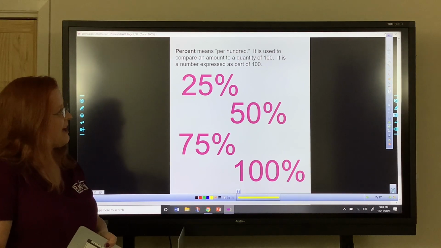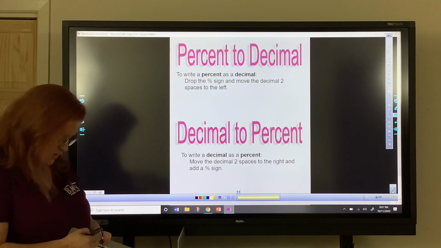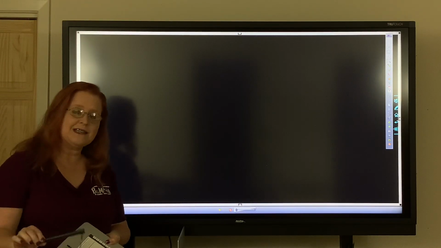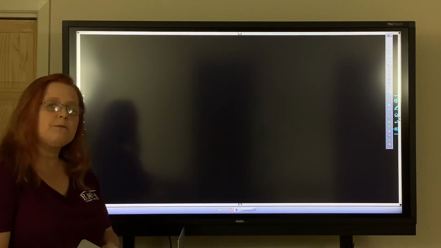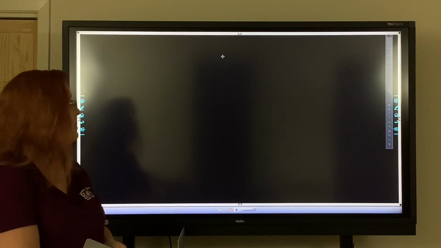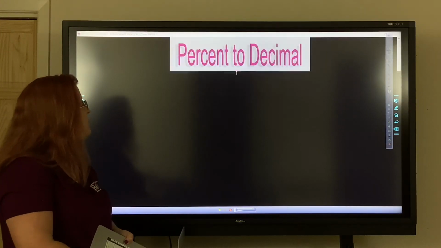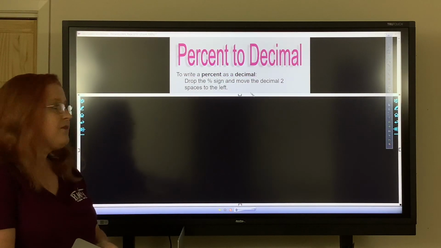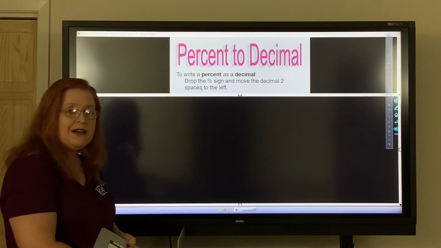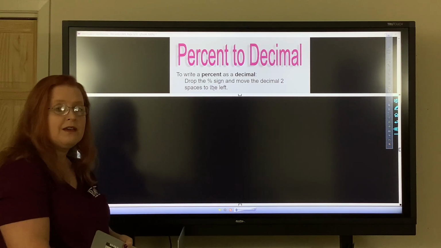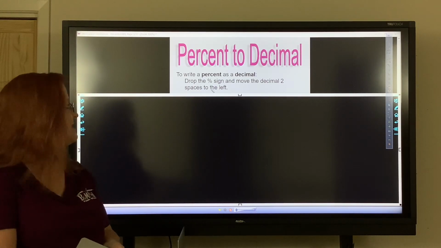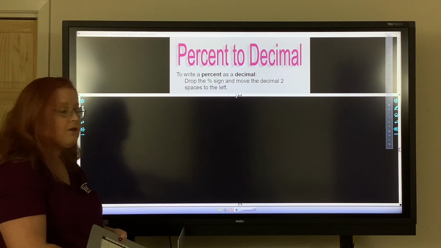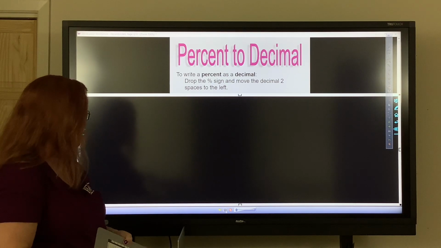Now, there are things we have to do with percent, and we have to be able to take a percent and convert it to a decimal to be able to use it in mathematics. So the way you do that is basically you're dividing by 100. Well, if you'll remember, dividing by 100 is just moving your decimal 2 places to the left. So you would drop the percent sign and move it 2 spaces to the left.